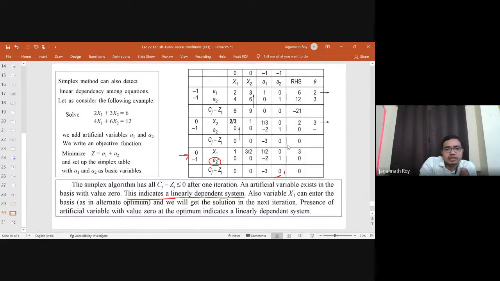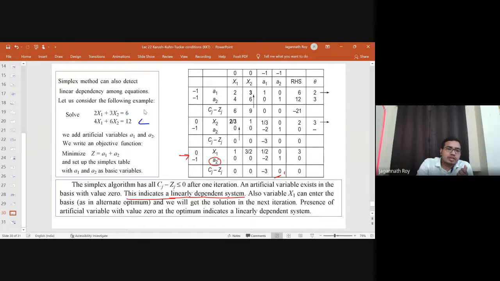Now, if we have a situation like this, a system of linear equations, and you look at these equations, if you multiply the first equation by 2, then this is 4, this is 6, and this is 12. What is happening? We can see that the first equation and the second equation are related by a multiplier.